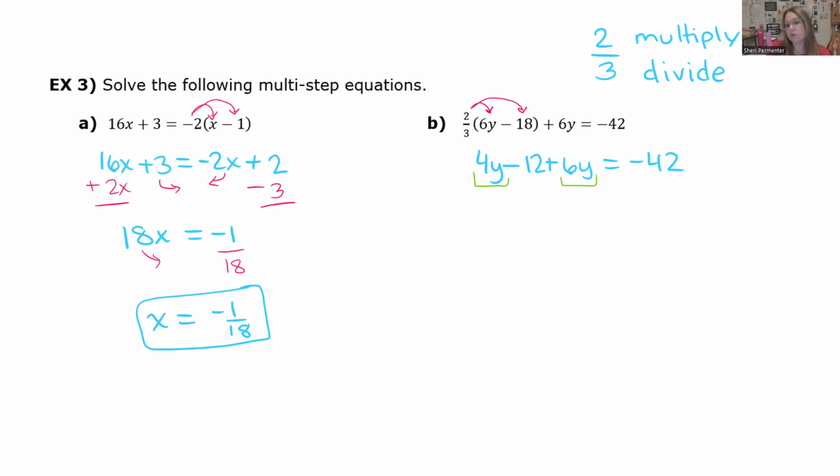But I am going to move negative 12. The opposite of subtract is to add 12 to the other side. And I can do these in the same step. So I have 4 plus 6 is 10. So I have 10y. And if you want to do it step by step, you sure can. But you got a lot of practice in Algebra 1 solving equations. So I feel like it's okay if we do 2 steps at once. And then I bring over the 12, negative 42 plus 12. Negative 30.